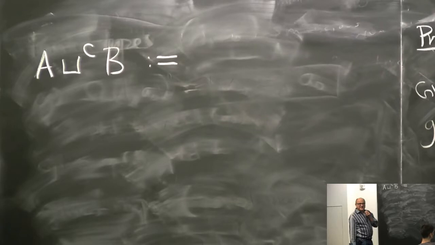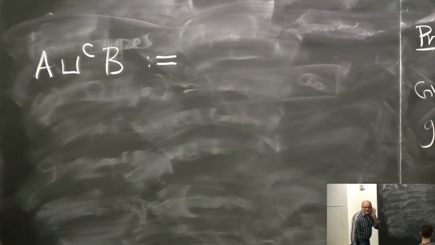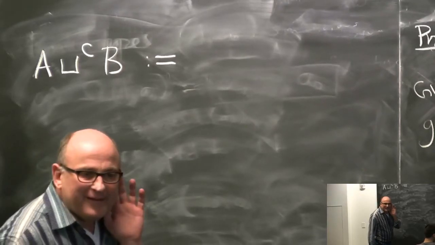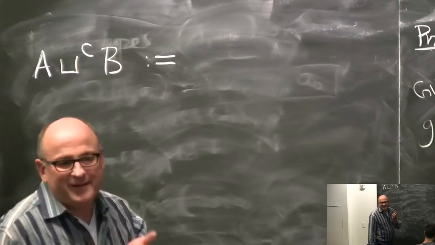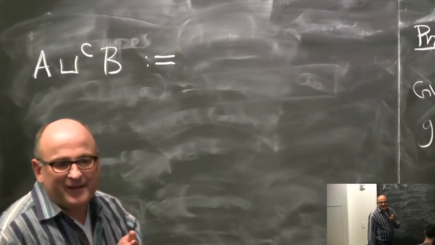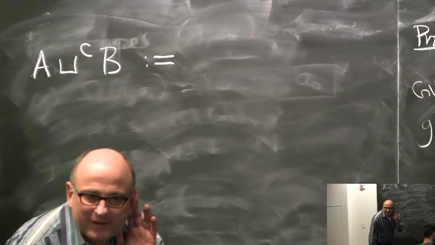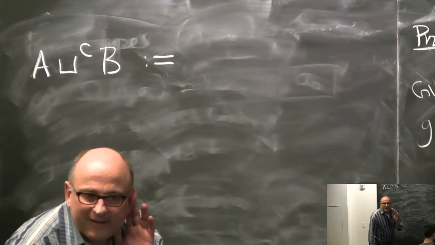Do A and B outside of the image of F and G have to be disjoint? Yeah, they have to be disjoint outside of the image of F and G.